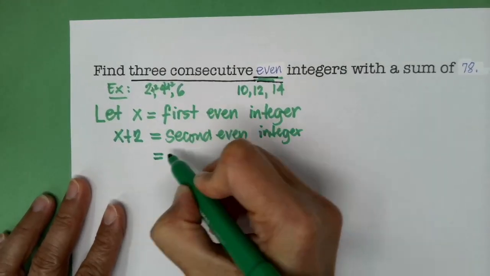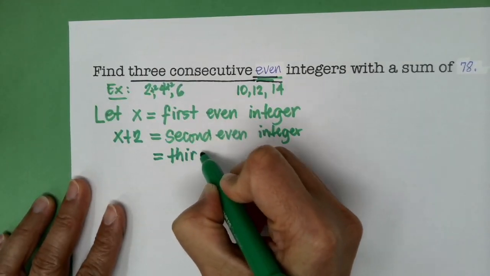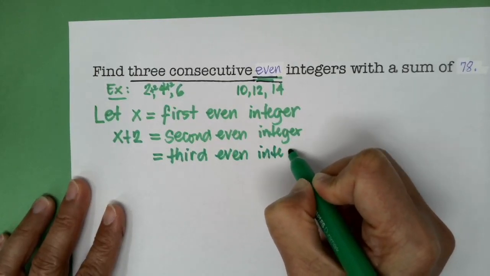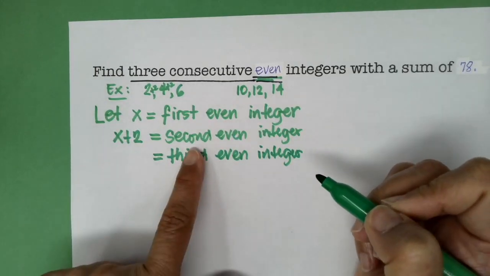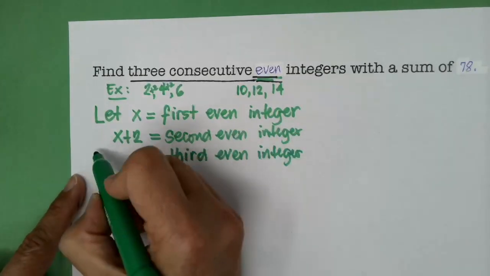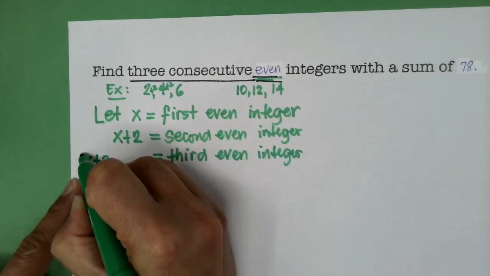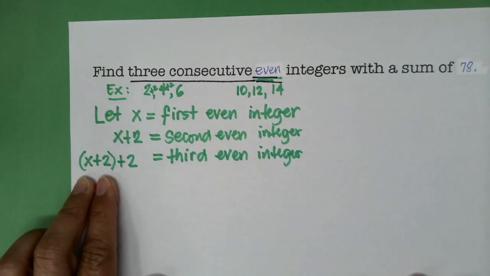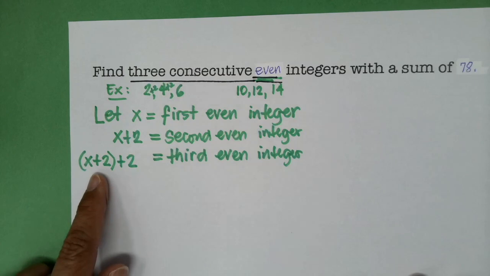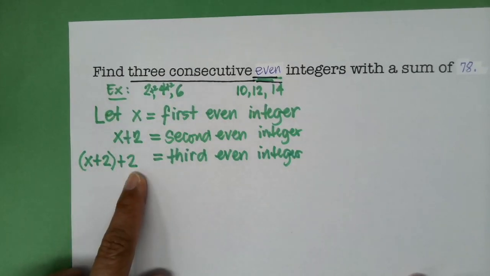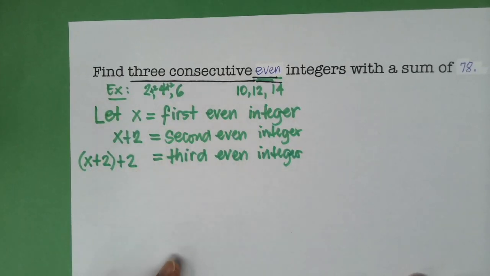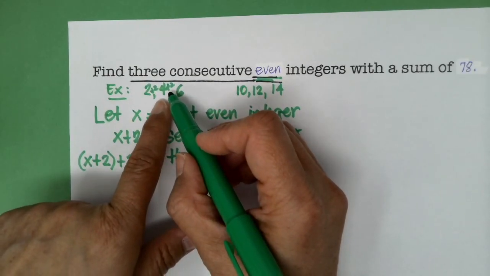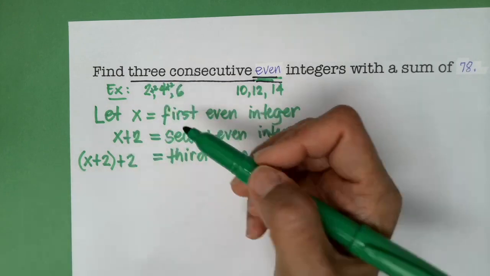Alright, then our third even integer will be the second even integer, which is x plus 2. Then we add another 2. So x plus 2 is our second even integer. Then we have to add another 2 to get to the third integer. Okay? Just like from 2 to 4, we add 2. From 4 to 6, we add another 2.